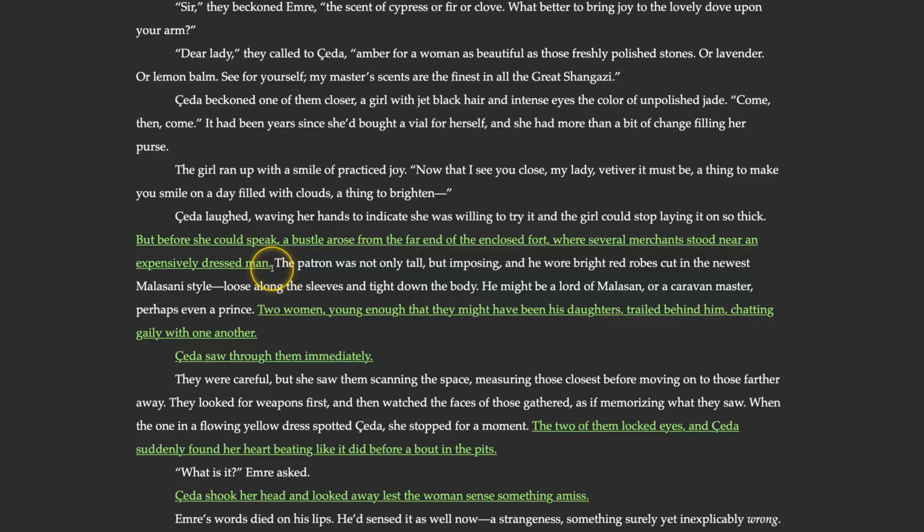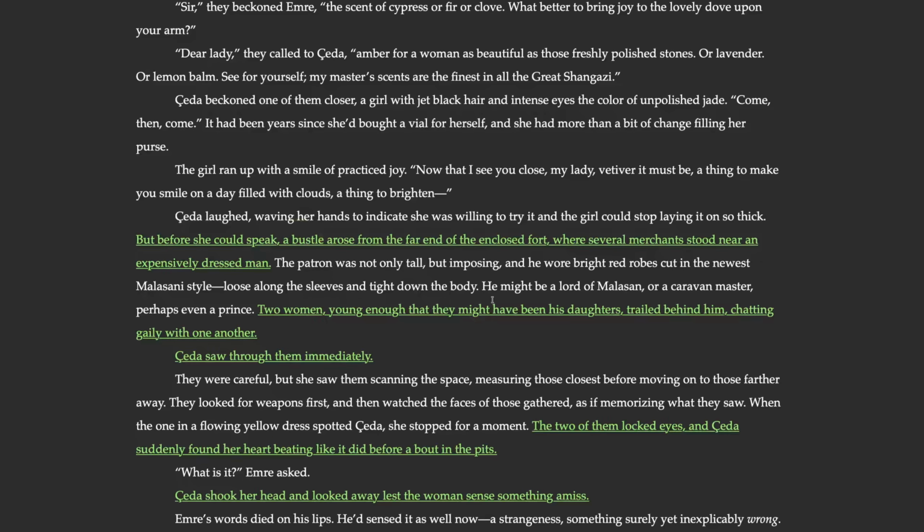So it's not totally uncommon for expensively dressed people to be in the spice market, but I wanted to draw attention to it. And so the patron was not only tall, but imposing. I need to describe him. This is the king that we realize is a king later on. He is in disguise.